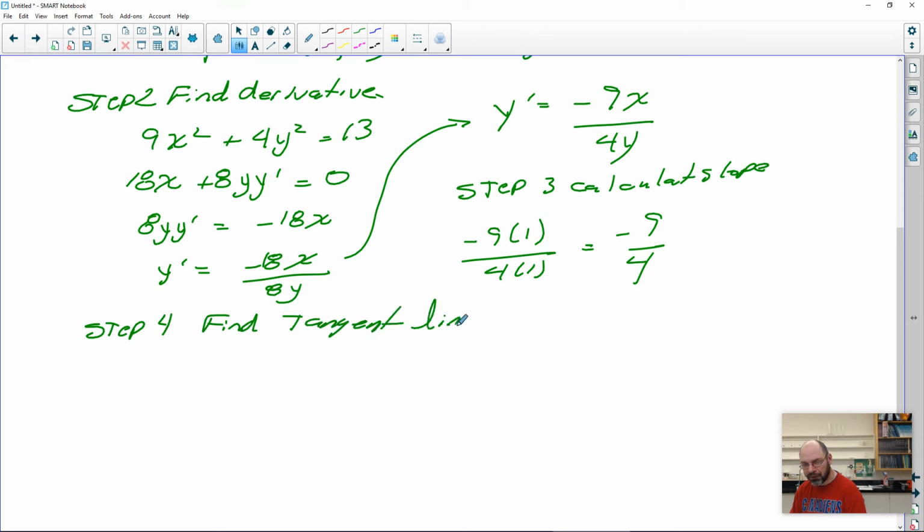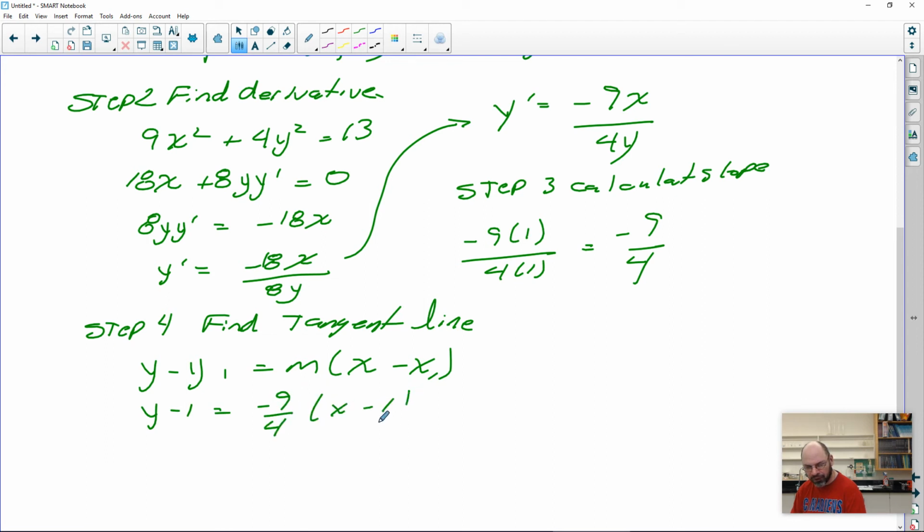Okay, so now what are we going to do? We take that equation of a line, y minus y1 equals m times x minus x1. The point is (1, 1), and the slope is negative 9 over 4. So we go y minus 1 equals negative 9 over 4 times x minus 1. We have to multiply everything by 4 on both sides. So 4y minus 4 equals negative 9 times x minus 1.